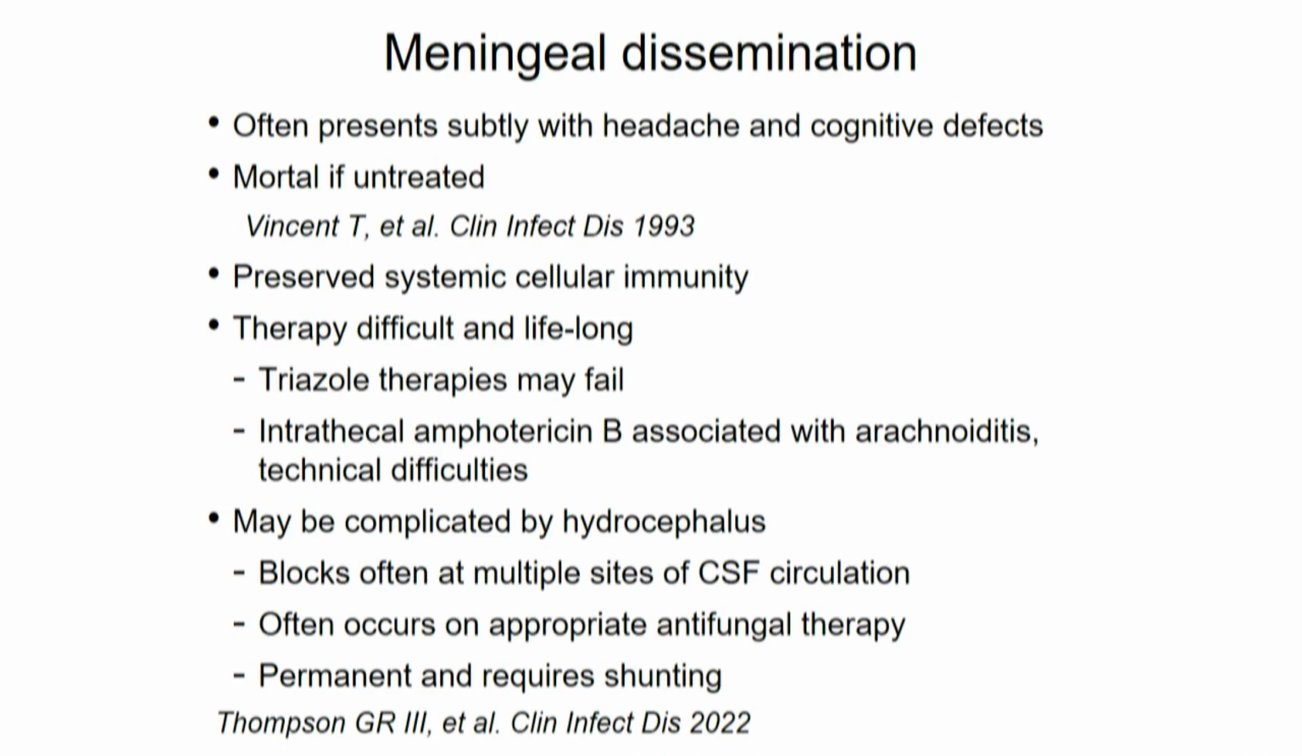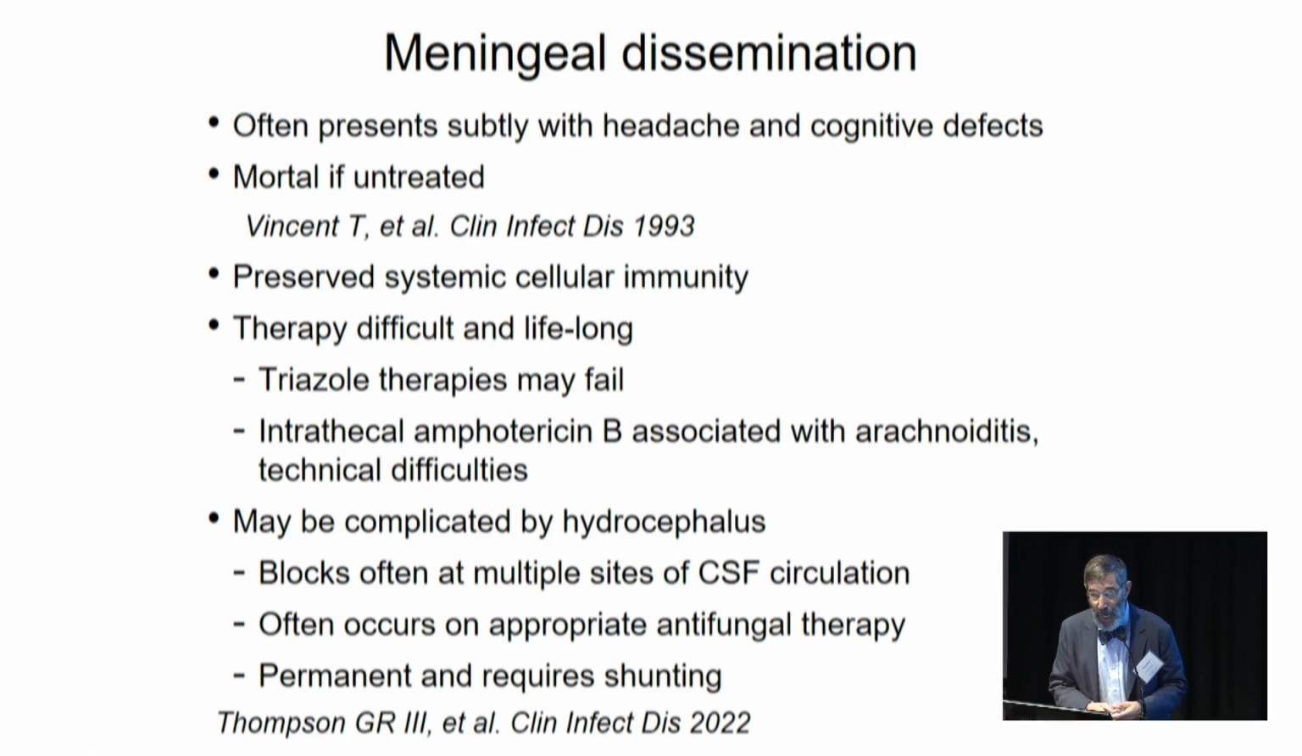And finally, the worst disease, meningeal dissemination. This is a very subtle presentation. Often, again, the patient has not presented with primary disease, so we're unaware that they have coccidioidomycosis. And it is fatal if untreated, as Tom Vincent and John Galgiani have shown. Often these patients have preserved systemic cellular immunity, but clearly not in their meningeal space. Therapy for this is difficult and it's lifelong.